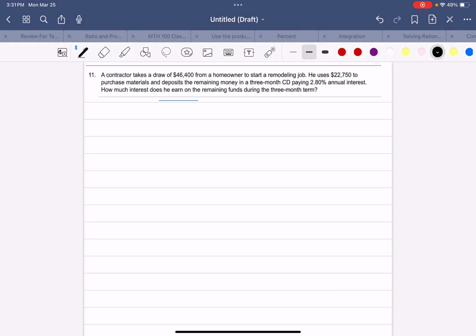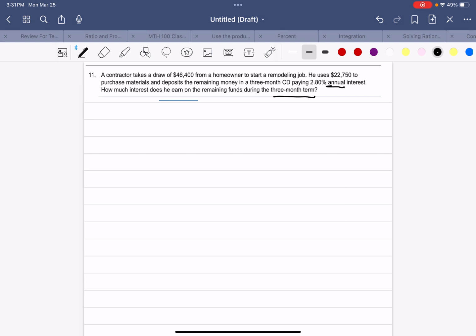Example 11. A contractor takes a draw of $46,400 from a homeowner to start a remodeling job. That just means he's taking an upfront payment of $46,400. He uses $22,750 to purchase materials and deposits the remaining money in a 3-month CD that pays 2.8% annual interest. That word annual is key. How much interest does he earn on the remaining funds for the 3-month term?